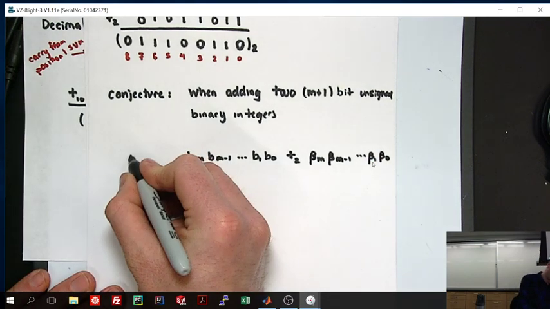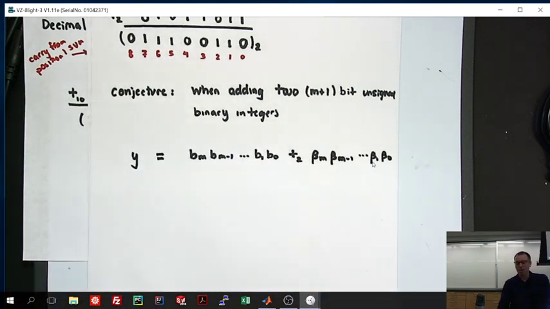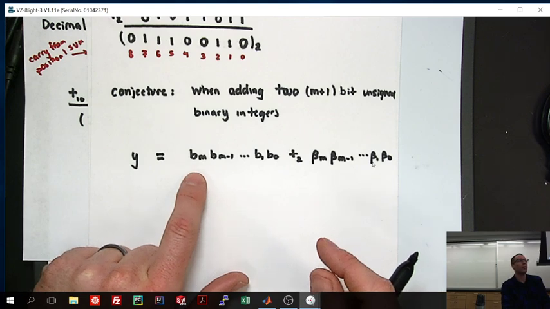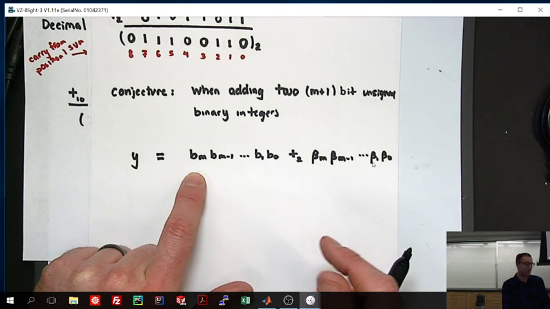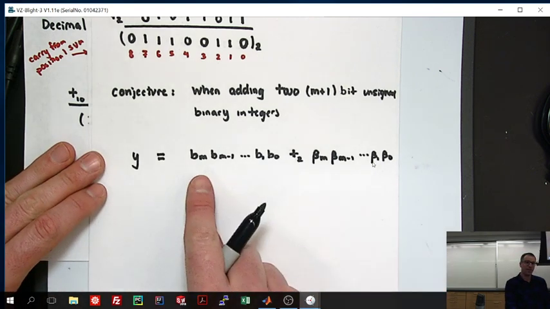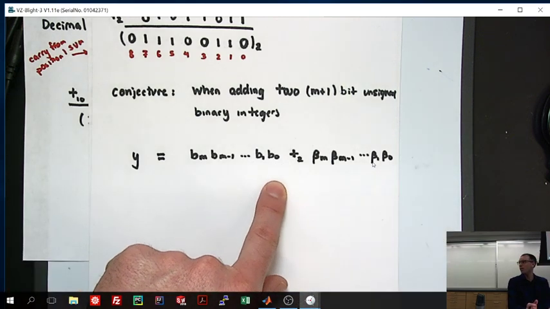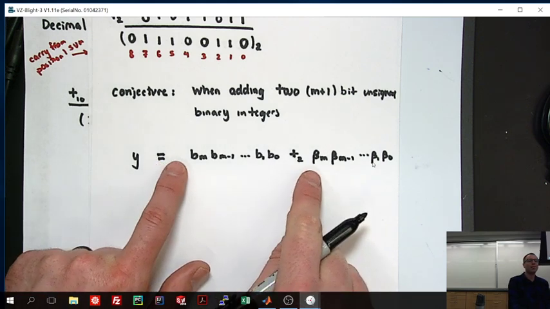And if we call this sum y, what possibilities do we have for the output? If we're going to accurately store the output, what number of bits would we have? So for each binary digit, we have a sum and a carry. But what does that mean about the last one?